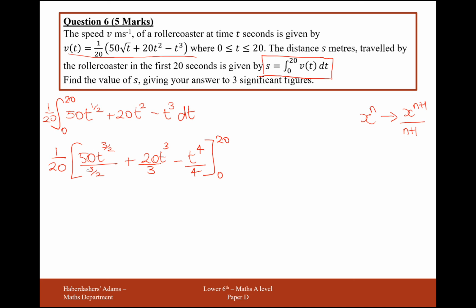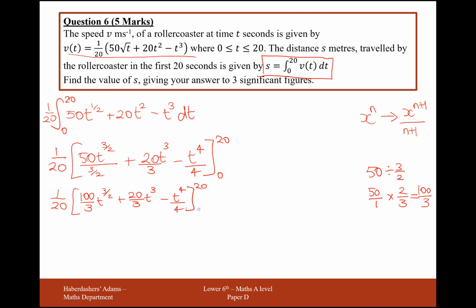Okay, so what we need to do now, I'm just going to simplify what we have at the front here. When we do 50 divided by 3 over 2, we effectively kiss and flip, so we'll treat that as 50 over 1. Kiss is the times bit and 2/3 is flipping, so it's 100 over 3. So this is going to be 100 over 3 t to the power of 3 over 2 plus 20 over 3 t cubed minus t to the 4 over 4, in between 20 down to 0.